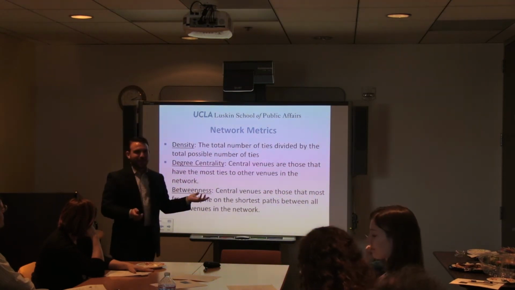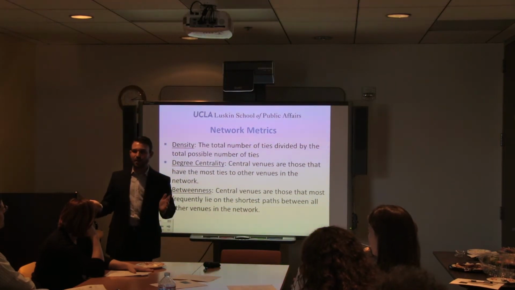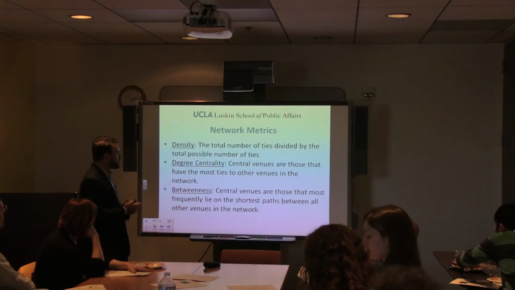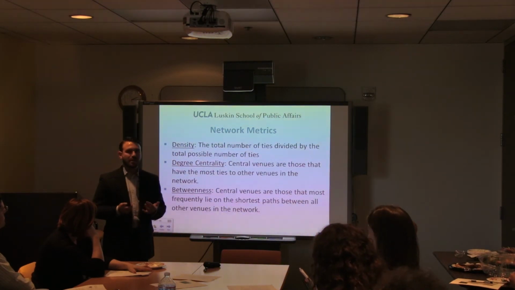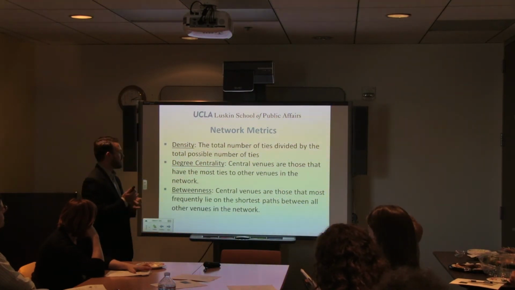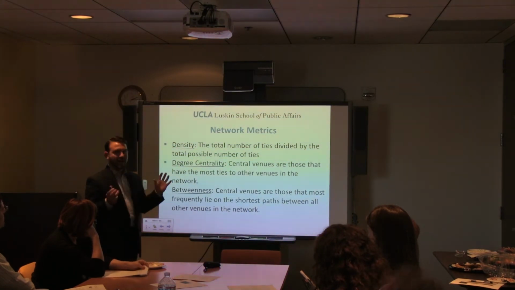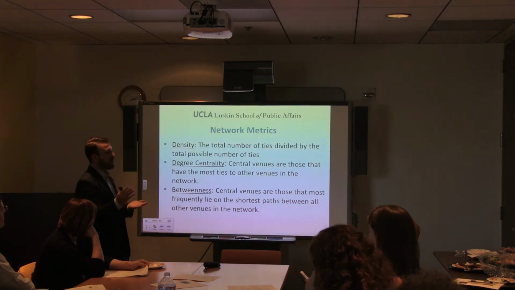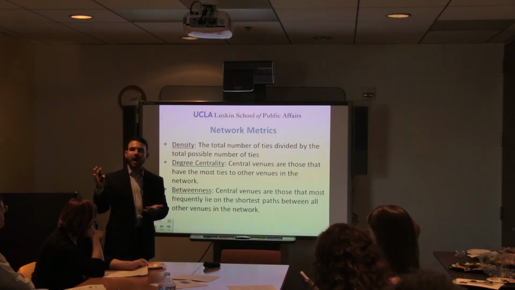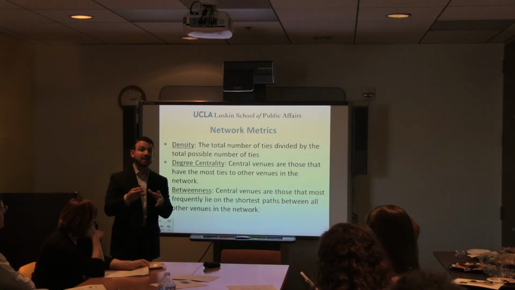With these network diagrams, you can also calculate many, many network metrics. Probably the two that are most popular are the network metrics that measure density, which mathematically is the total number of ties in a network divided by the total possible number of ties. So you get a number between 0 and 1, with higher density indicating more cohesion in the network, a more tightly bound network.